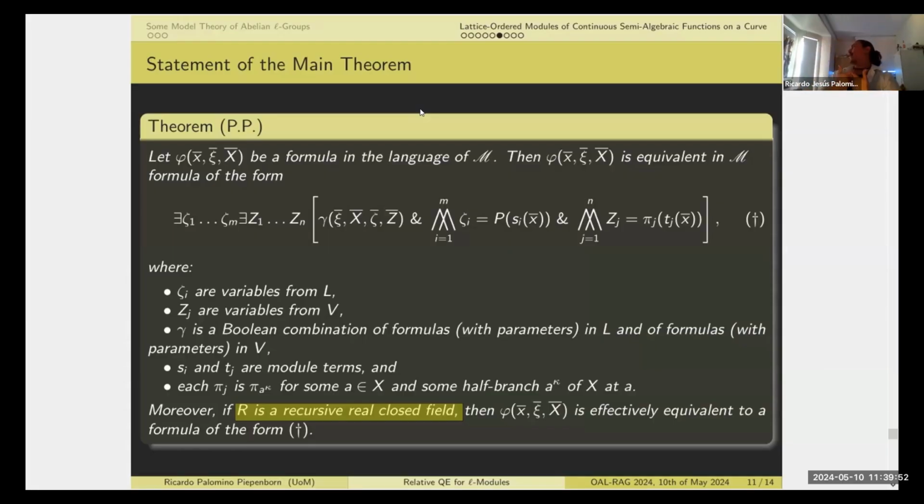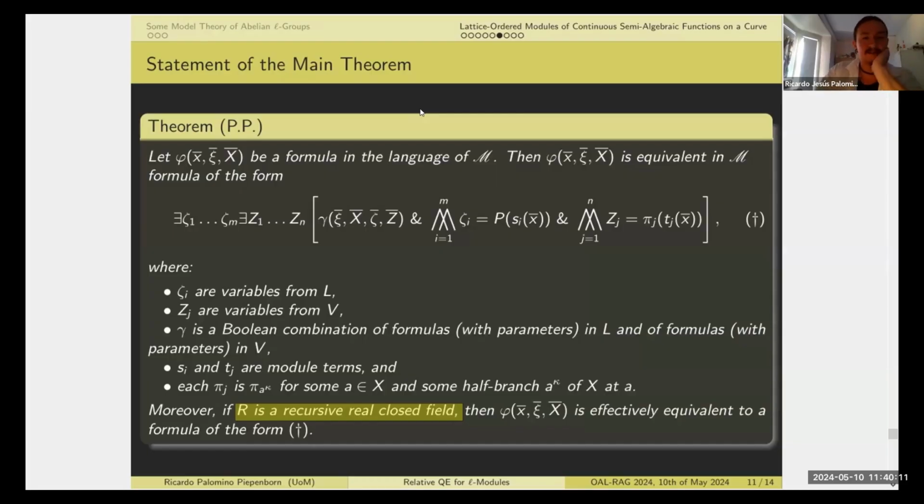So somehow, morally, everything that you would like to know about this lattice-ordered module can be expressed with properties of the lattice of zero sets and properties of this ring of one-sided germs.